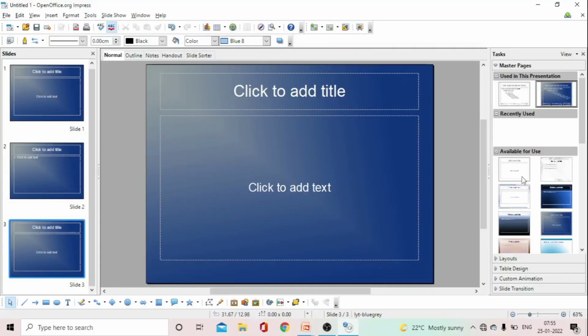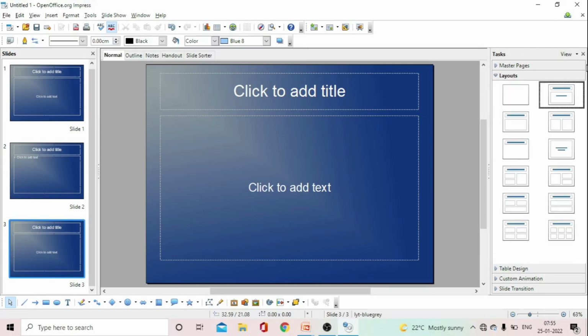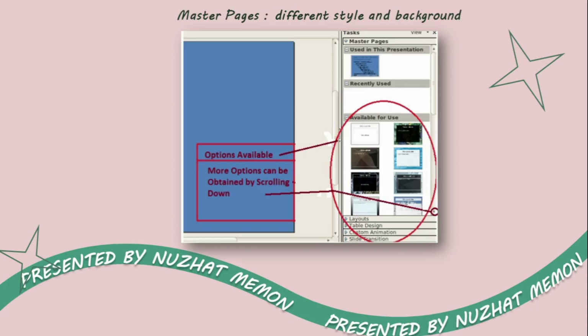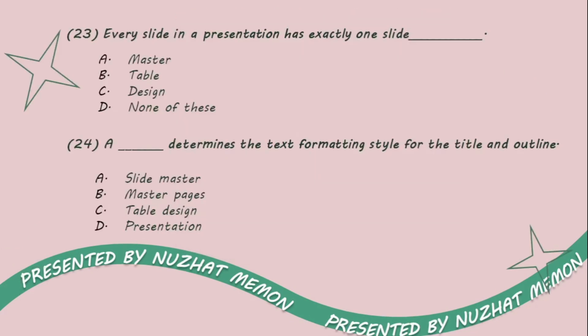Let's see it practically here. For example, now you want to see layouts. So you have to click this right pointing triangle, and here you can see different layouts, right? Yes. So here there is a slide of master pages where we apply different styles and different backgrounds to our slides. Next, every slide in a presentation has exactly one slide dash. So it has exactly one slide master.